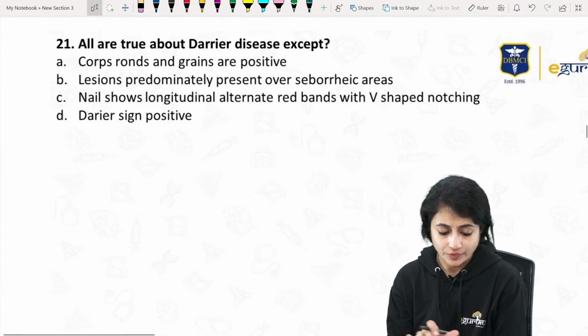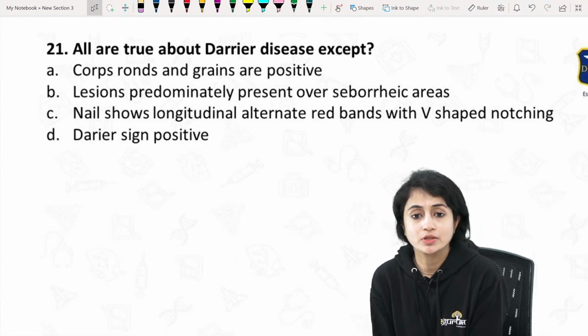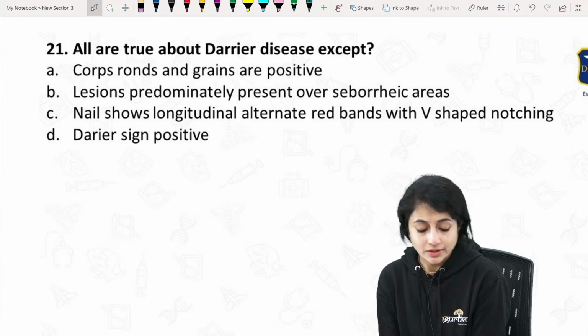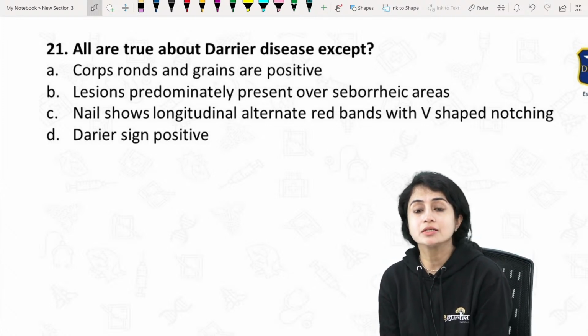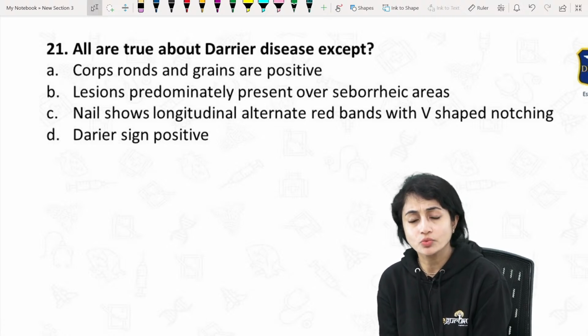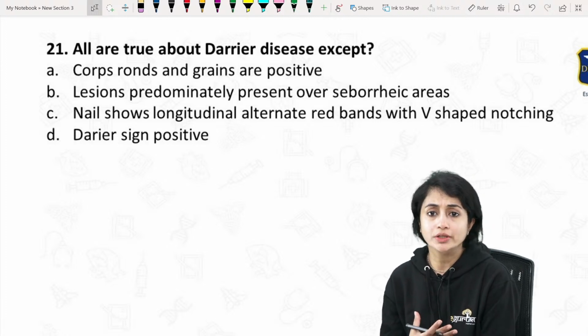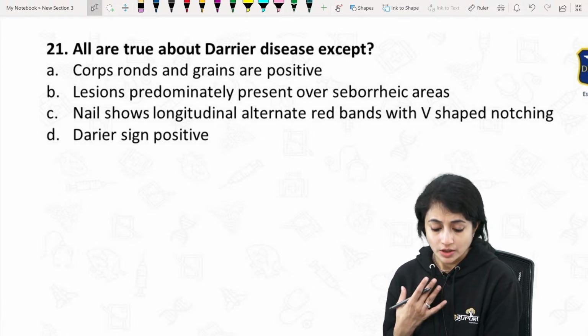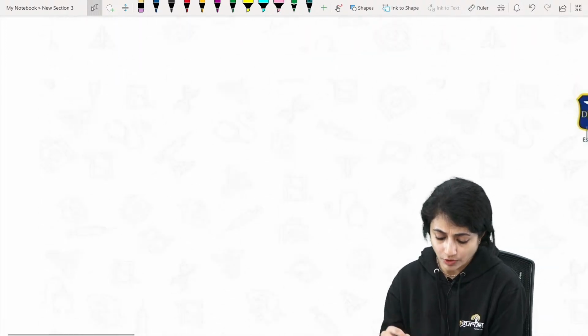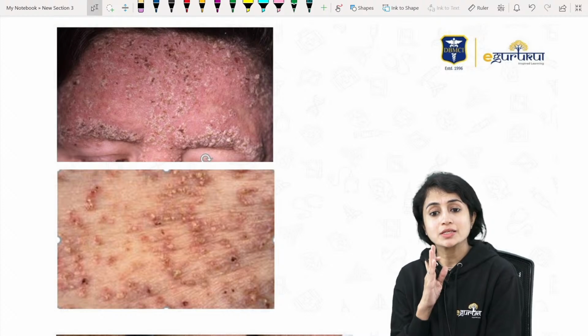Okay. Now, all are true about Darier's disease except. So, what is true about Darier's disease? Darier's disease is a type of genodermatosis. There are a lot of questions here, so I have put it in here. Darier's disease is an inherited acantholytic disorder, which presents something like this. Let me talk about it first and then I'll come back to the options.